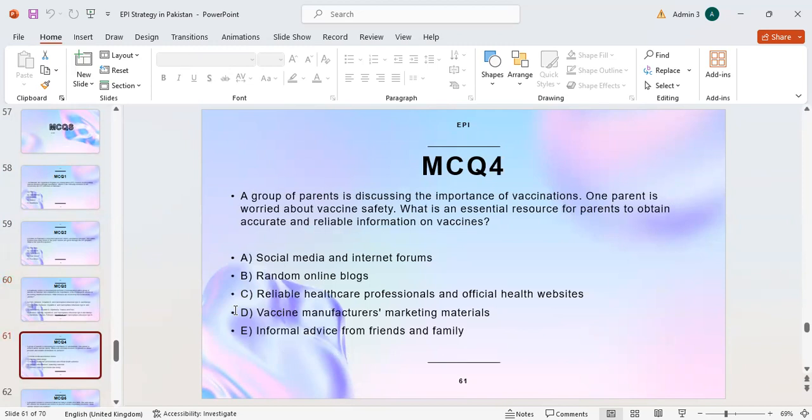MCQ number 4: A group of parents is discussing the importance of vaccination. One parent is worried about vaccine safety. What is the essential source for the parents to obtain accurate and reliable information on vaccines? Option A, social media and internet forums. Option B is random online blogs. Option C is reliable healthcare professionals and official health websites. Option D, vaccine manufacturer marketing material. Option E is informal advice from friends and family. Anyone? The answer is option C.